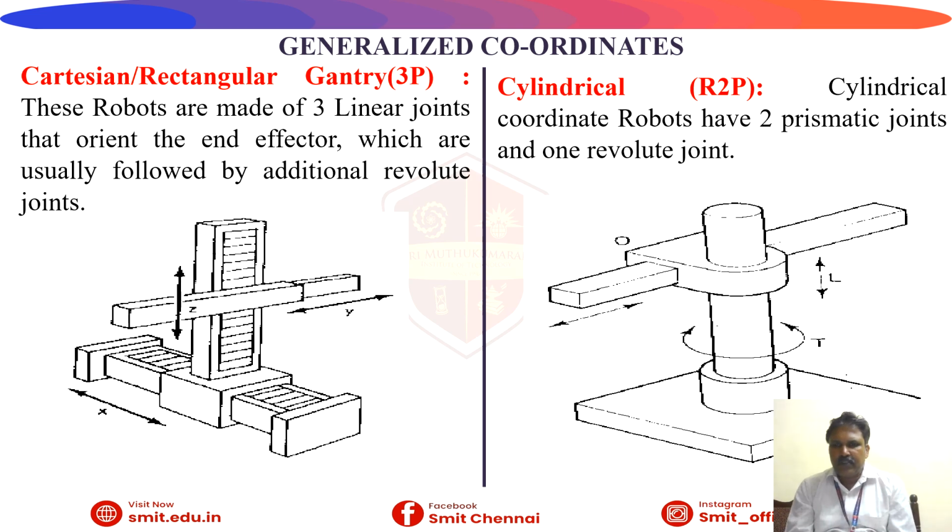Then on the right-hand side we have the cylindrical coordinate system. What is that? It has two prismatic joints and one revolute joint, clearly mentioned over here as T2P. 2P stands for two prismatic joints, that is, two linear motions will be implemented here. You can see in the sketch, in both directions we have a linear motion, denoted L and here O is also denoted. Both have a linear motion. And what is T? The alphabet T denotes a revolute motion.